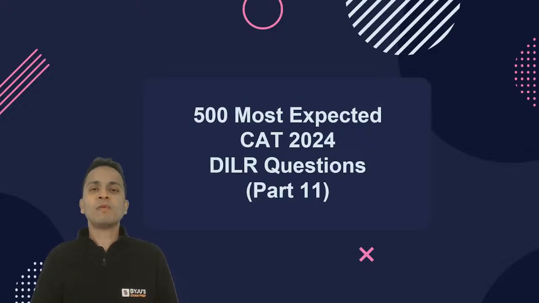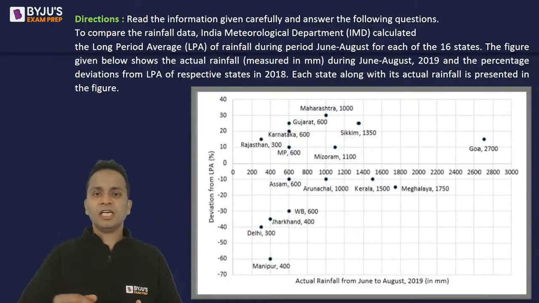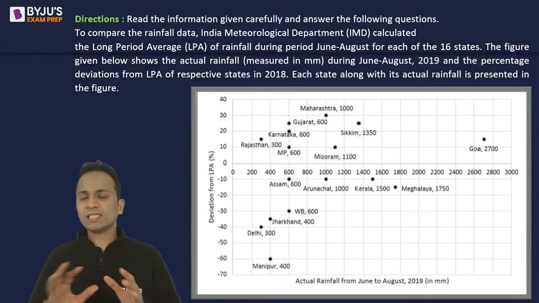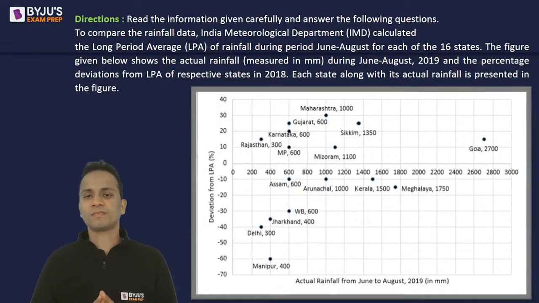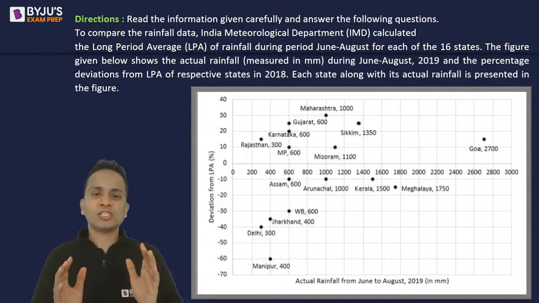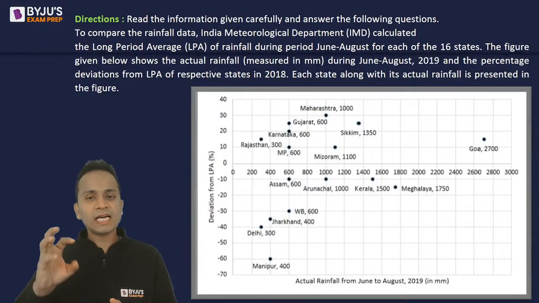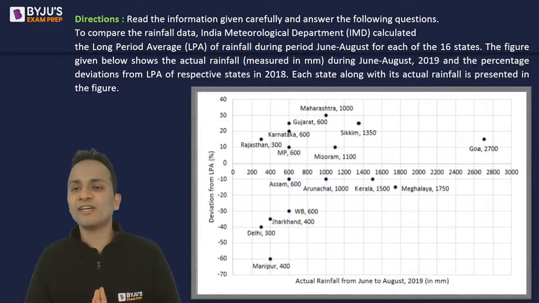I will spend a good amount of time on the directions before I move on to the questions, so we'll understand how to read the data given in the graph. This is the entire information that is given. I can say that this is a scattered chart. This is not a normal chart. This is not a bar graph, a line graph, a pie chart or a table. This is a scattered chart in which the data is given in a scattered form.